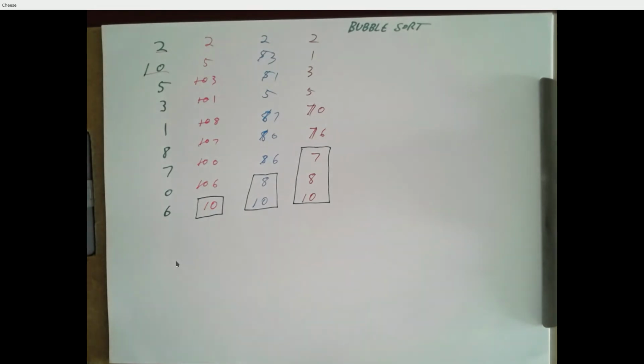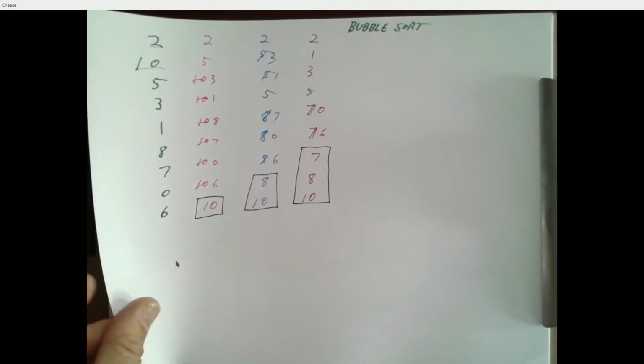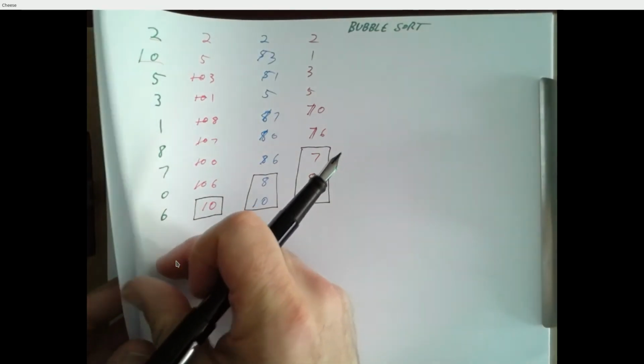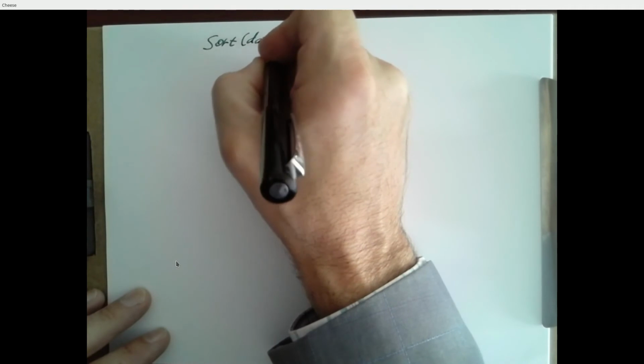Make sense so far? Okay, so let's write some code. So let's sort n pieces of data from some array called data.